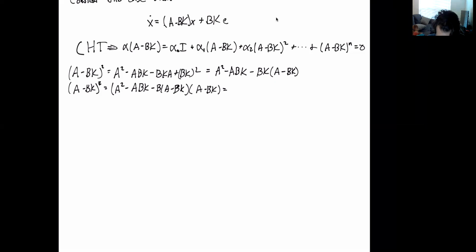And then if we do some manipulations, this will result in A cubed minus A squared BK minus ABK times A minus BK, minus BK times A minus BK squared. So if we do this out a couple times, we can see a pattern here.